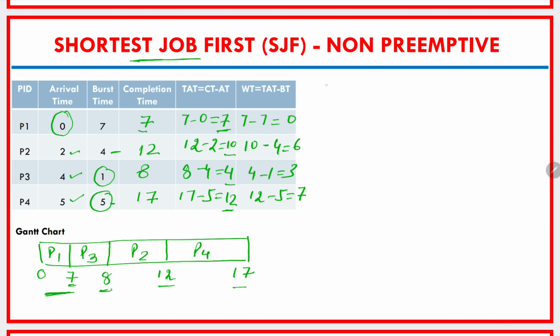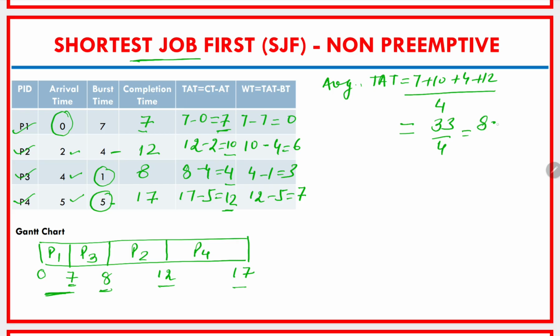To calculate the average turnaround time, we have to add the turnaround time for individual processes. We got 7, 10, 4 and 12. So adding 7, 10, 4 and 12, we'll divide this by the number of processes in the system. In this system we are having 4 processes, that is P1, P2, P3 and P4. So 7 plus 10, 17 plus 4, 21 plus 12, it is 33. So 33 by 4 comes out to be 8.25 milliseconds, which is the average turnaround time in this system.